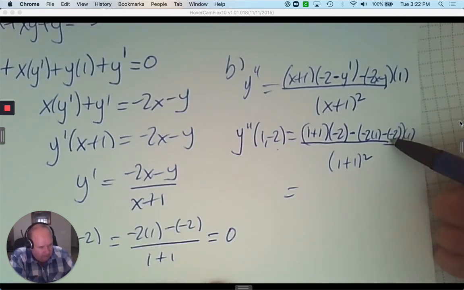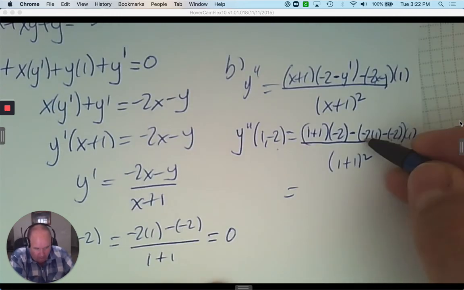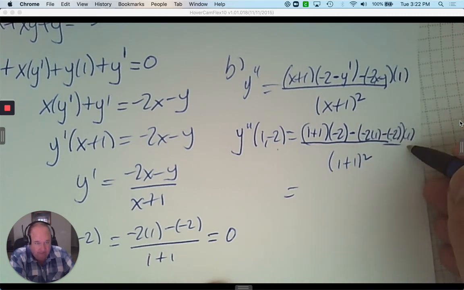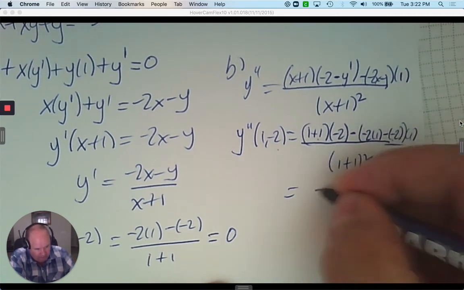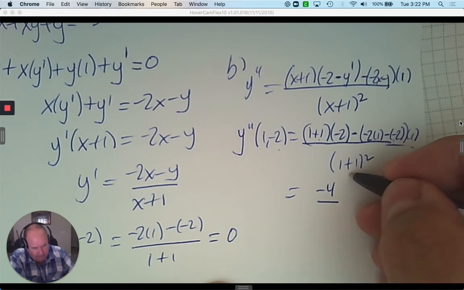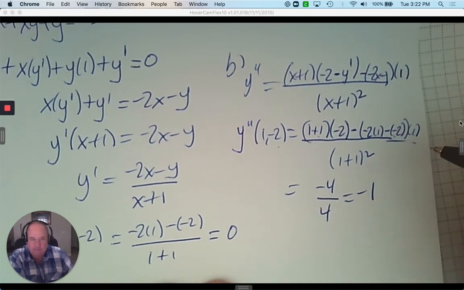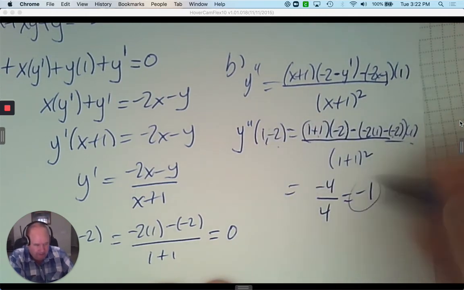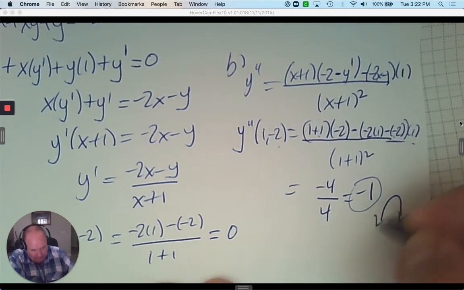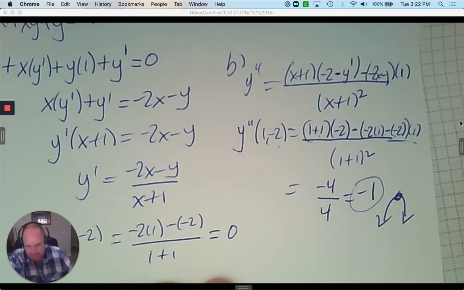So recognize the negative times the negative is positive. This whole thing is going to be 0 on the right. And then 2 times negative 2 is negative 4. And then 2 squared is positive 4. So I got negative 1. So the second derivative at the point is negative. That means it's concave down at that point.